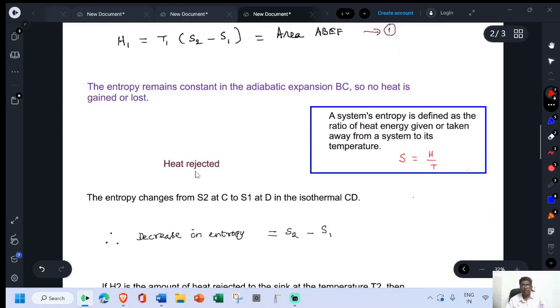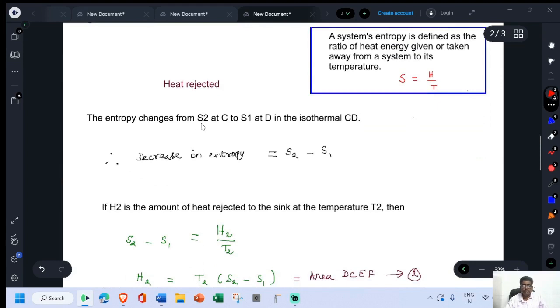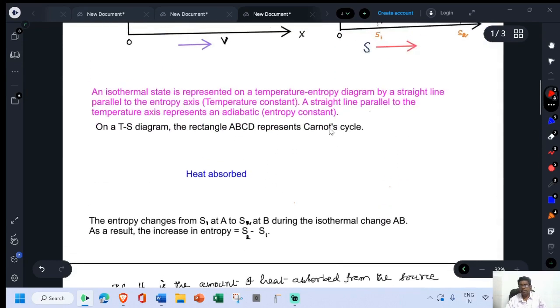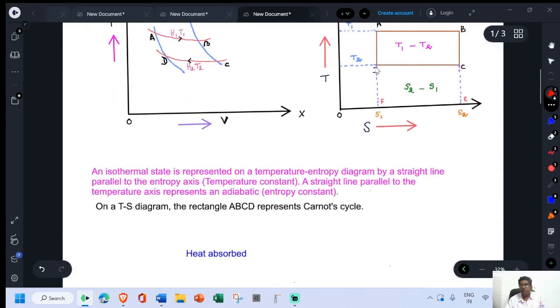Next, heat rejected. The entropy changes from S2 at C to S1 at D in the isothermal CD. See, this is an isothermal compression process. CD represents isothermal compression. Here the entropy is decreased from S2 to S1. At the point C, the entropy has a higher value S2. At the point D, the entropy value is decreased to S1. Therefore, the decrease in entropy is S2 minus S1, which is equal to H2 by T2.